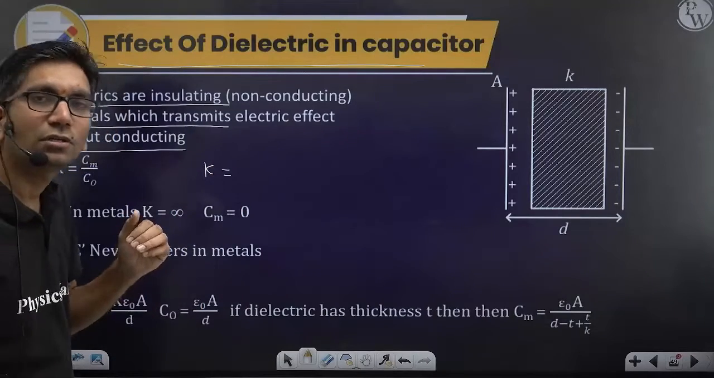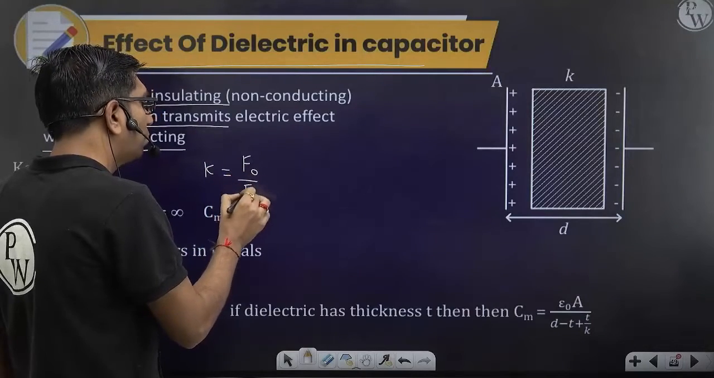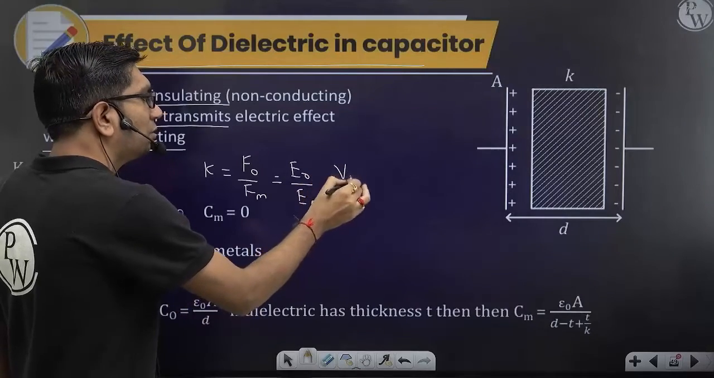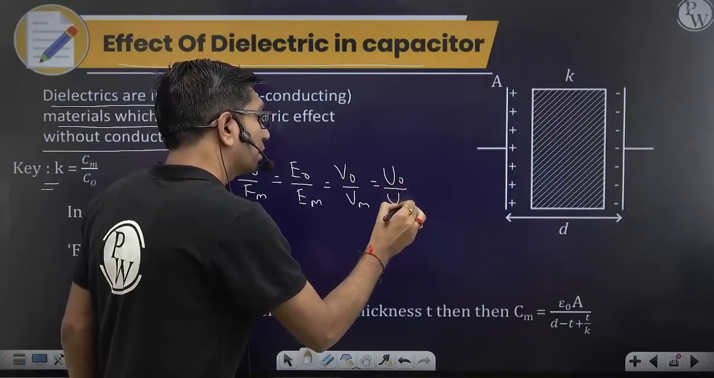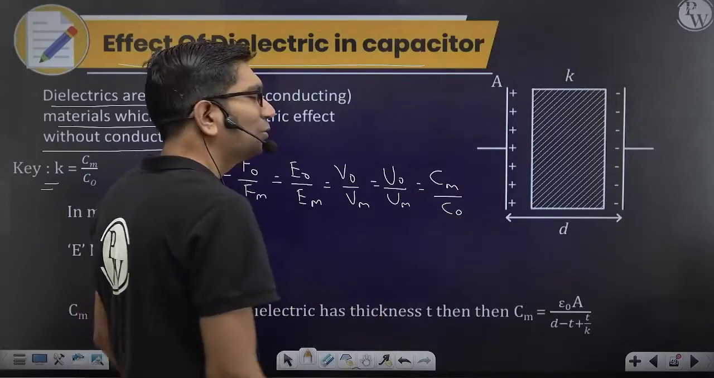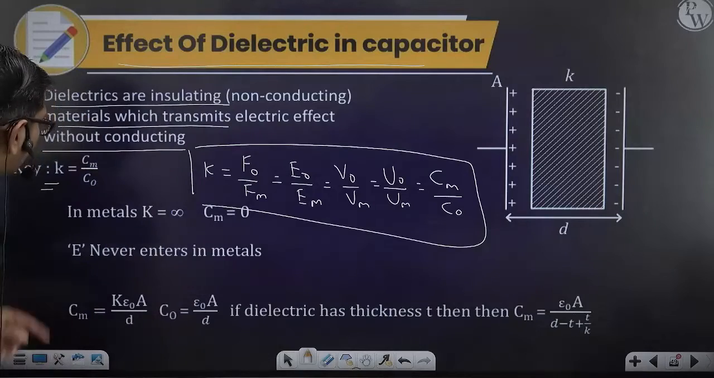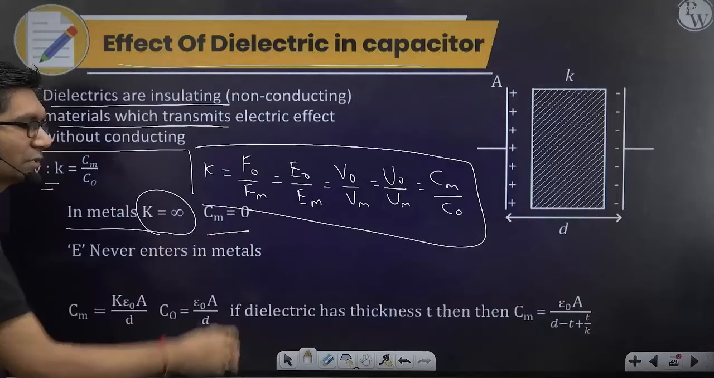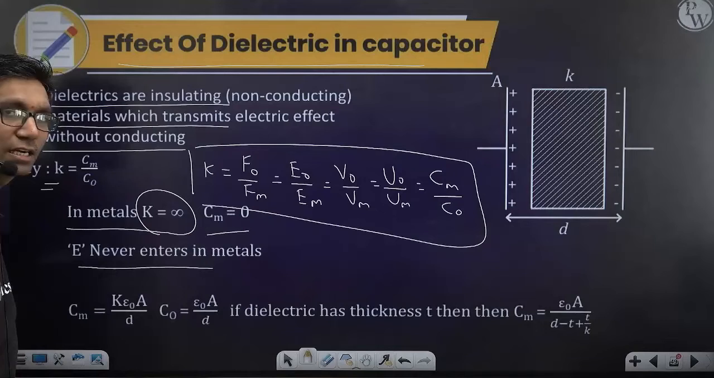So in terms of force, what is the formula you got? K in terms of force, ohm. Electric field, ohm. Electric potential, ohm, correct? Potential energy, ohm. Capacitance, it is reverse, more. Only one is reverse, beta. Remember this one. Is it clear? In metals, the K value is infinite, remember this. Okay, C_m becomes 0. So E never enters a metal. The electric field will never enter.